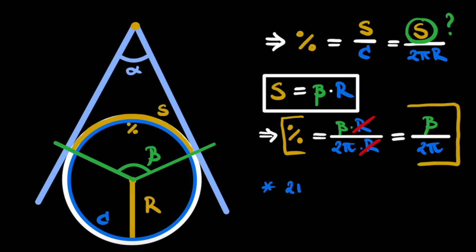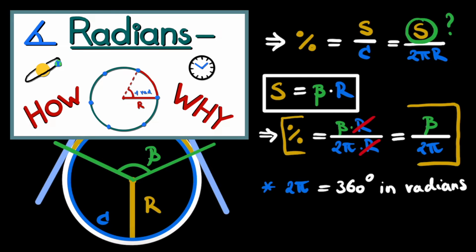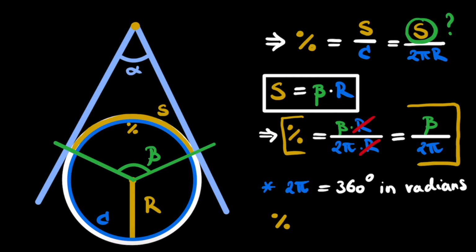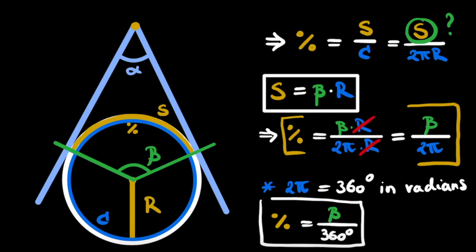And before we go on, let me note that this 2 pi is actually also an angle. It's simply 360 degrees written in units of radians. And if you want to get a quick recap on this conversion between radians and degrees, let me just point you to the short video I made where I covered this conversion in detail. In the end, we find that the ratio that we're looking for is equal to this angle beta divided by 360 degrees.